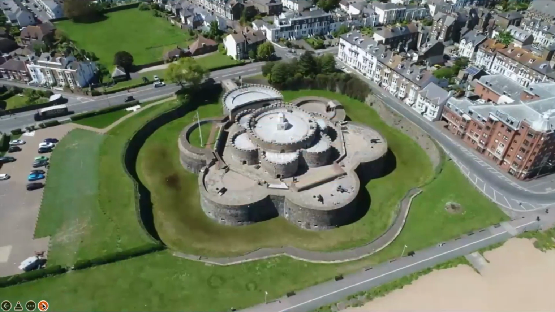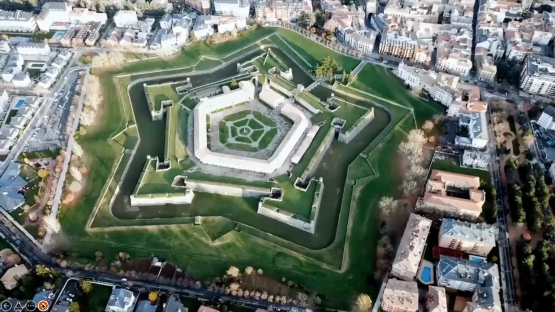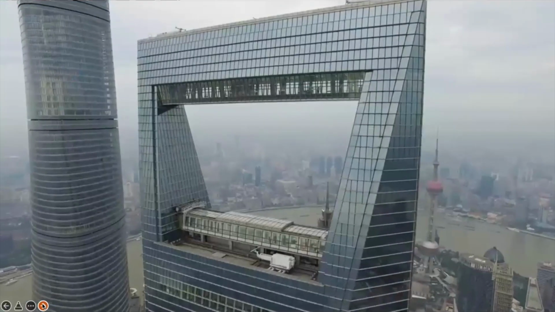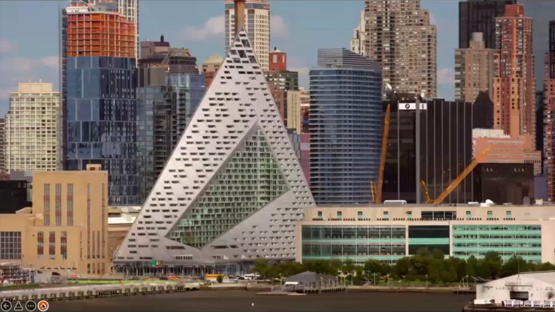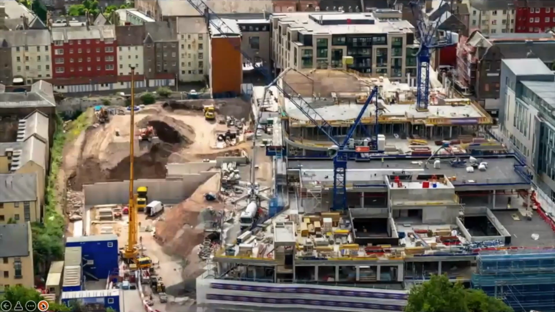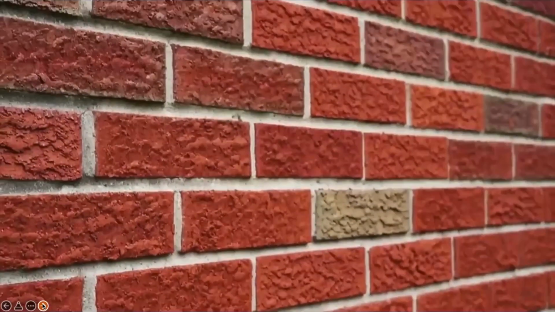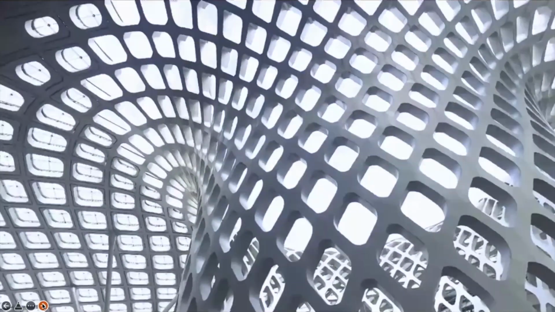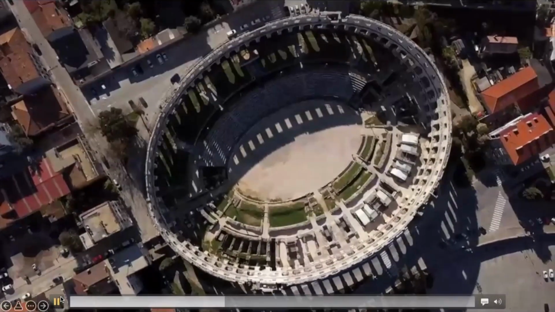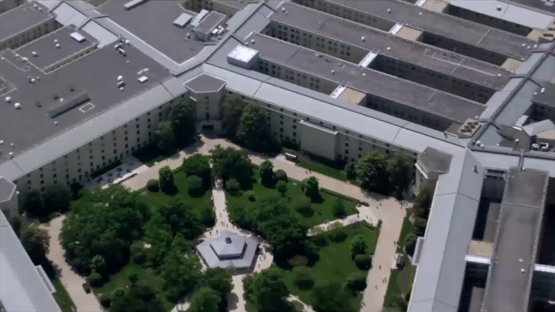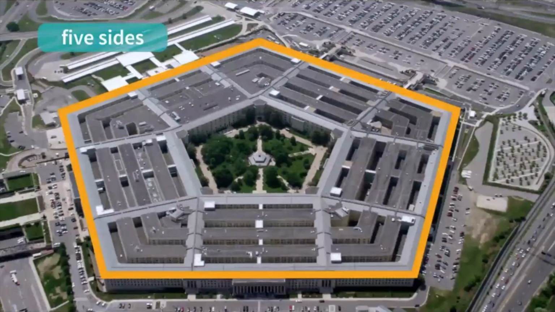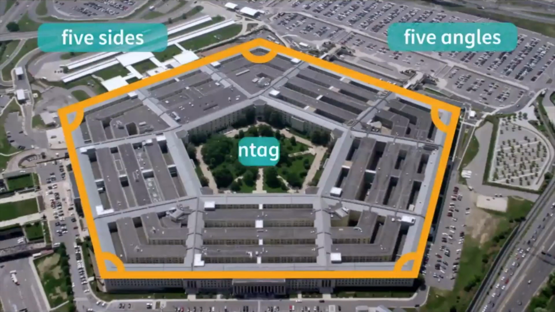There are buildings in all kinds of shapes and sizes, from the very small to the very tall, from the very old to the very new. We make buildings from lots of different materials, like brick, wood, metal, and glass. Some buildings are one big shape. 20,000 people work in this building in the United States. It's got 5 sides and 5 angles. It's a pentagon.